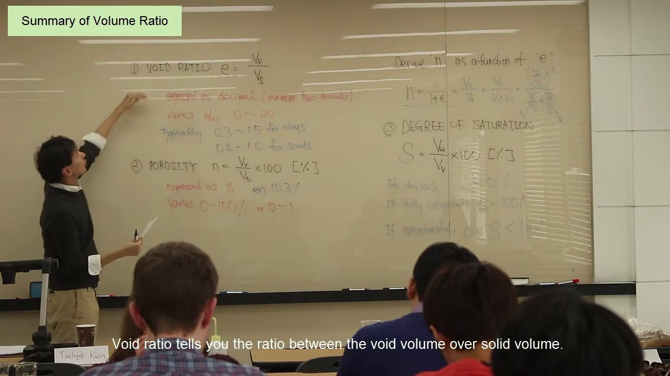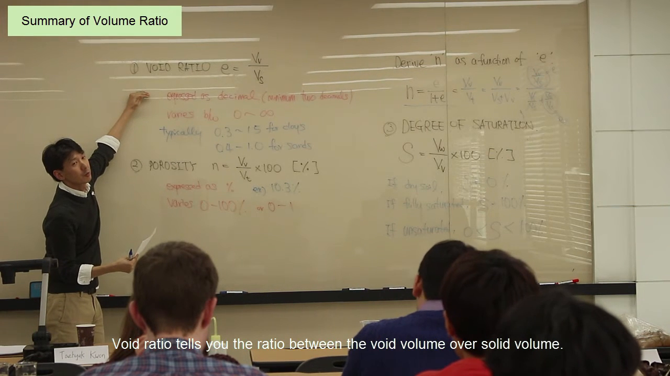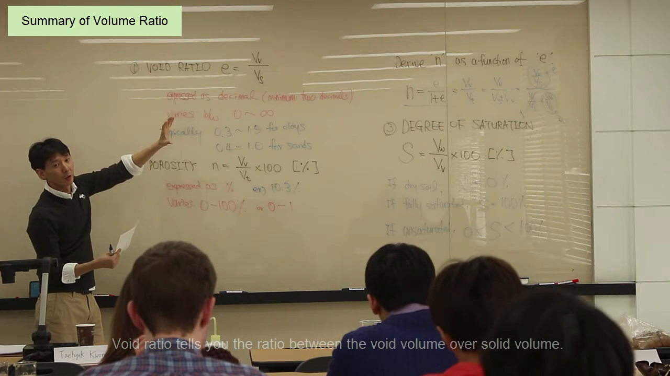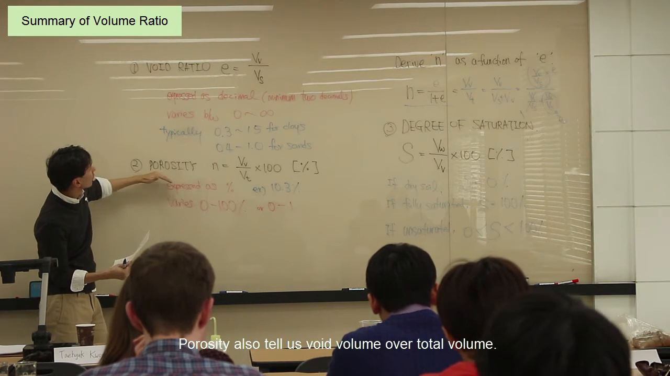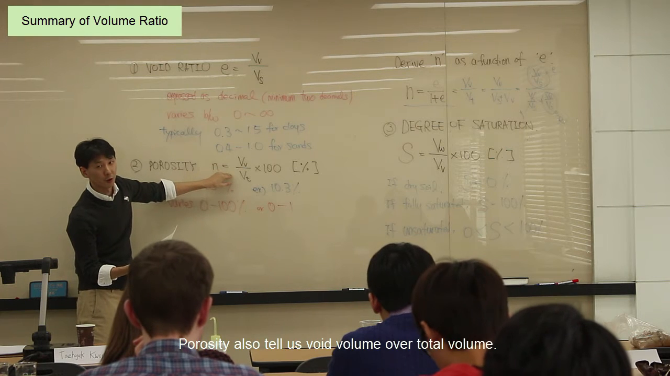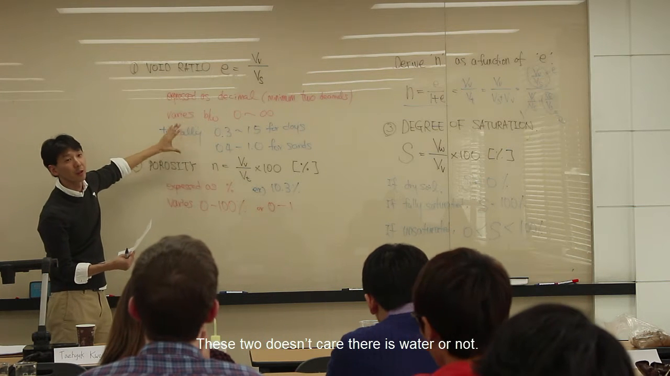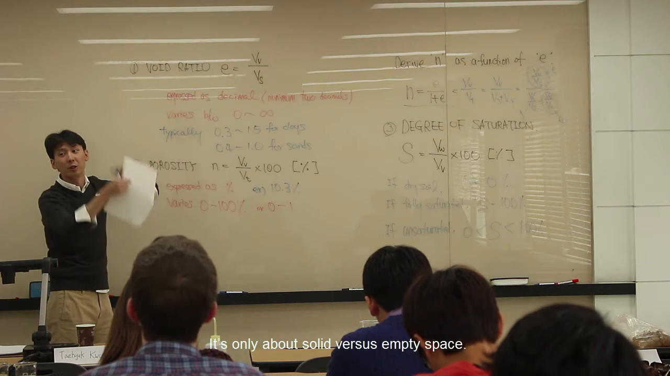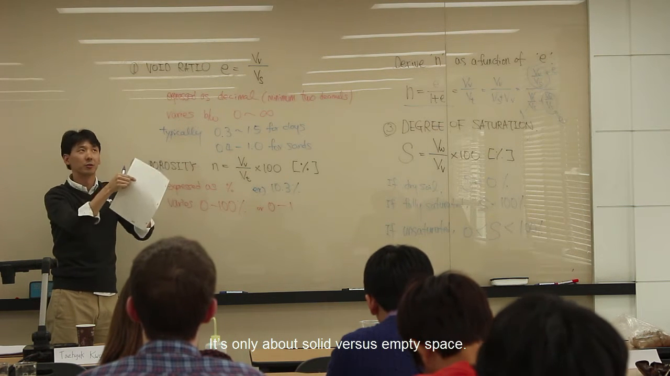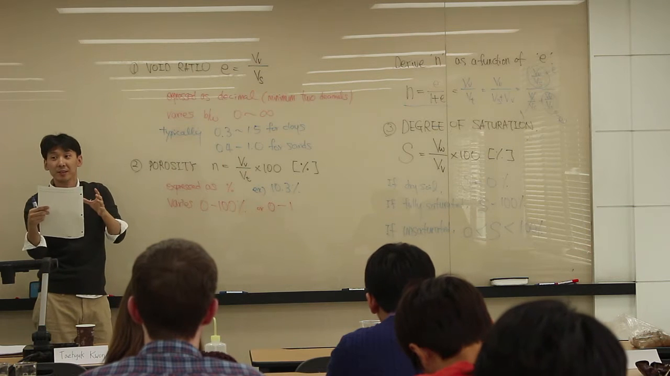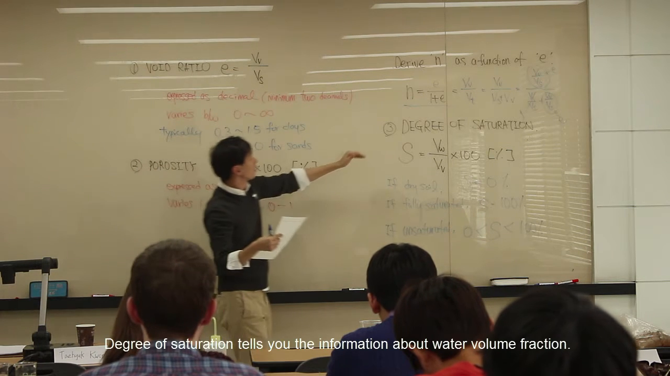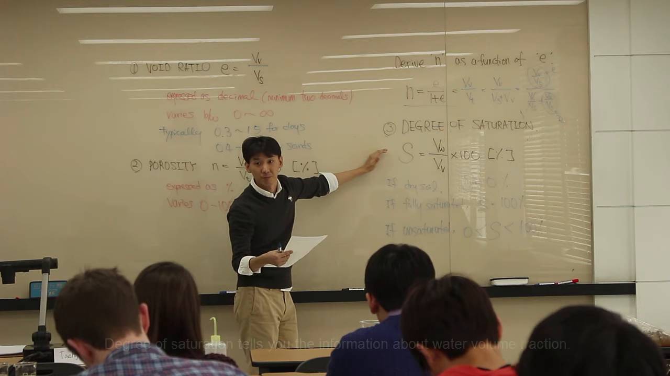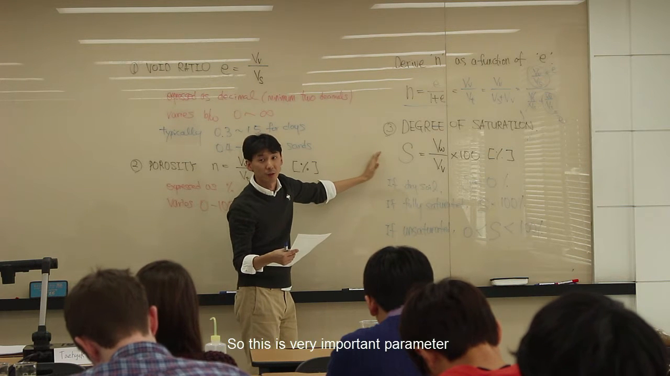So void ratio tells you the ratio between the void volume over the solid volume, and porosity tells you the void volume over total volume. These two don't care whether there's water or not, right? It's only about the solid versus empty space. This parameter tells you the information about the water volume. Okay, so this is a very important parameter.